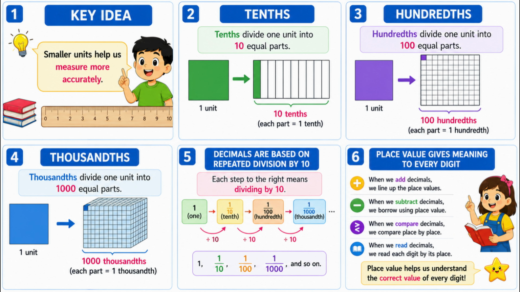Key idea. Smaller units help us measure more accurately. Tenths divide 1 unit into 10 equal parts. Hundredths divide 1 unit into 100 equal parts. Thousandths divide 1 unit into 1,000 equal parts. Decimals are based on this repeated division by 10. The decimal point separates the whole number part from the fractional part. And when we add, subtract, compare, or read decimals, place value helps us understand the correct value of every digit.